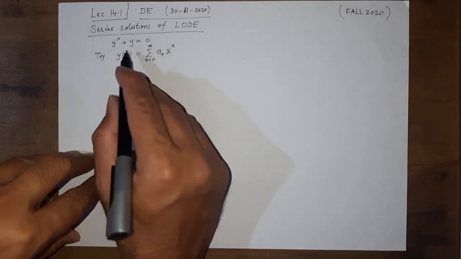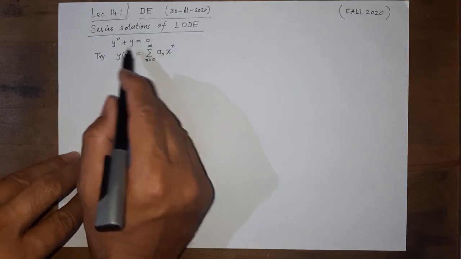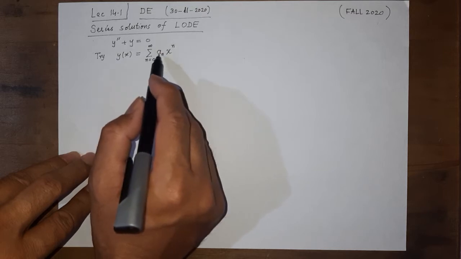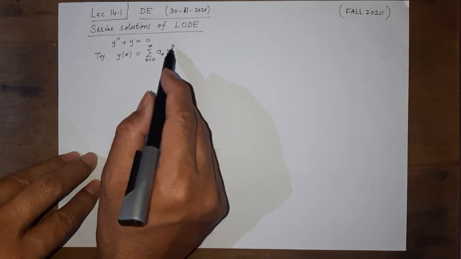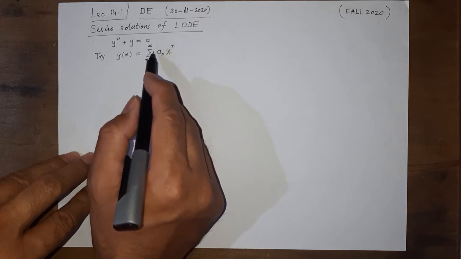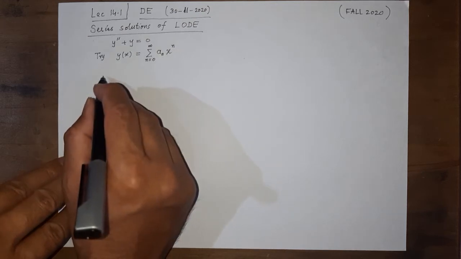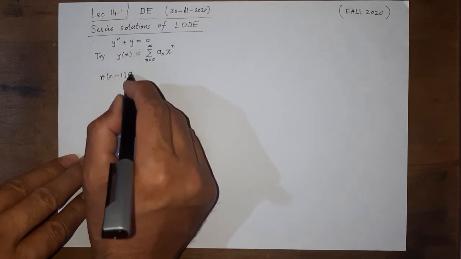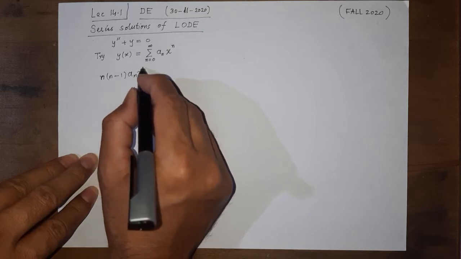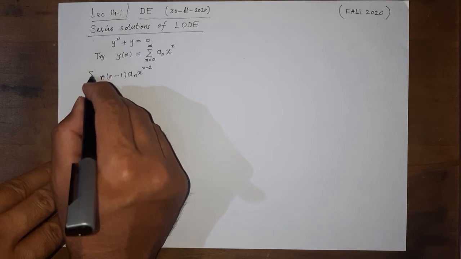If this is indeed a solution, then it should satisfy the equation, and we should take the second derivative of this. When we take the second derivative of a_n x^n, the first derivative would be n a_n x^(n-1), and the second derivative would be n into (n minus 1) a_n x raised to the power n minus 2. So this would be the second derivative.